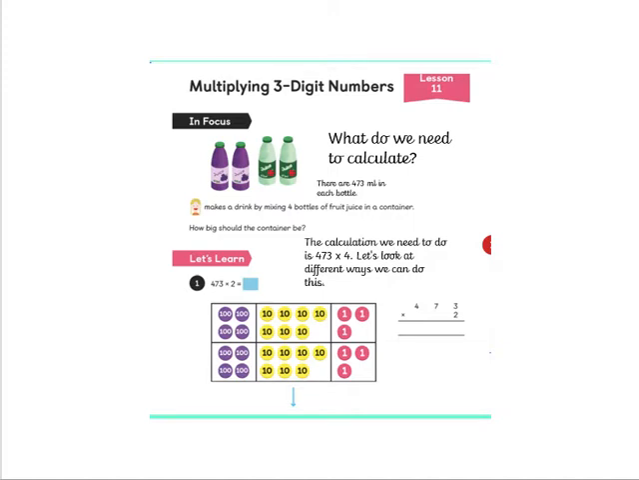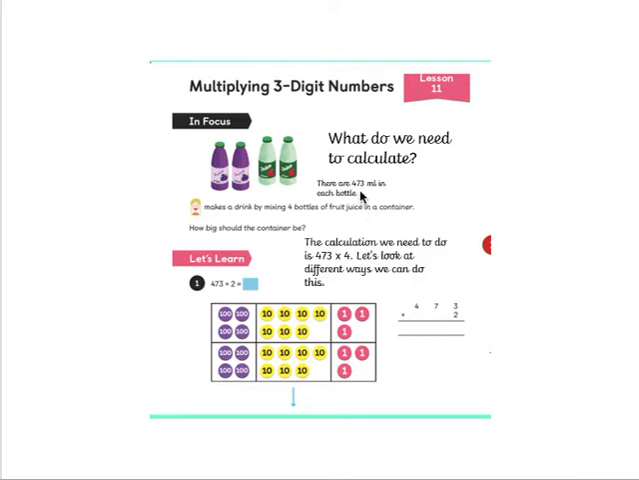Welcome to Monday Maths. This morning we're going to be doing multiplying by 3-digit numbers, which you have done before, so there shouldn't be any great surprises here. We're going to start with our in focus task, which we're looking at a little girl here. Let's call her Betty, who makes a drink by mixing 4 bottles of fruit juice in a container. How big should the container be?